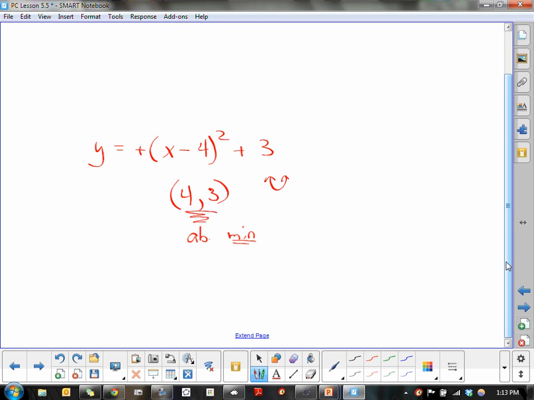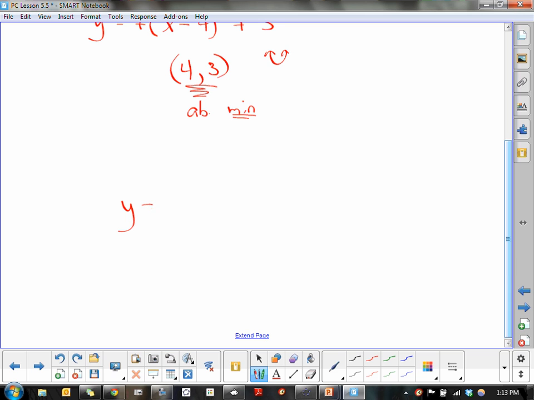So I'm going to feed you another one. What if you had y equals a negative x plus 2 squared minus 7? It would be a -2. The vertex will be at -2, -7, and it's going to be what kind of a curve? Frowning curve. So this -2, -7 will be a maximum.